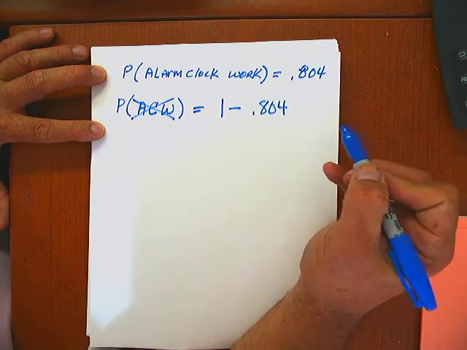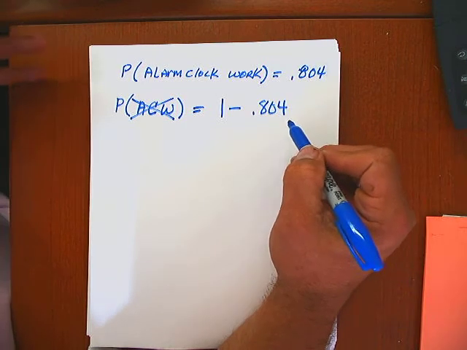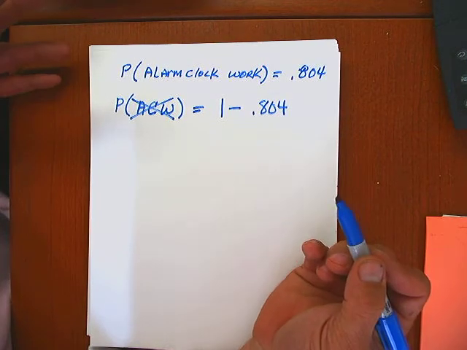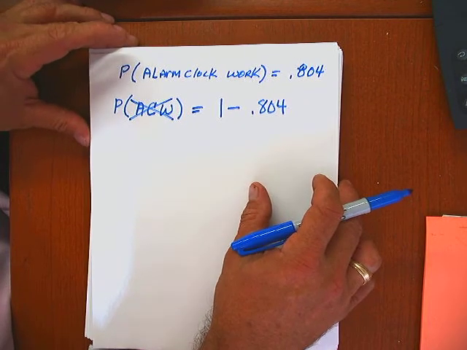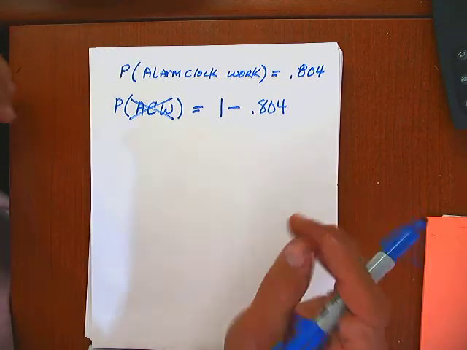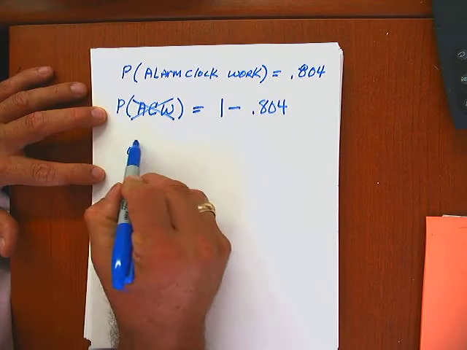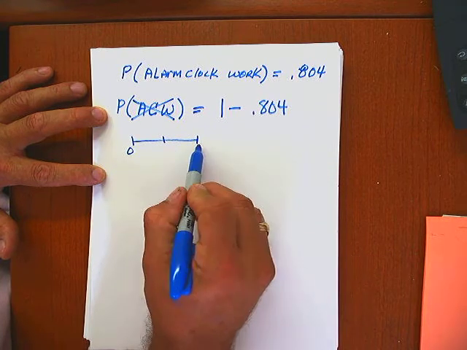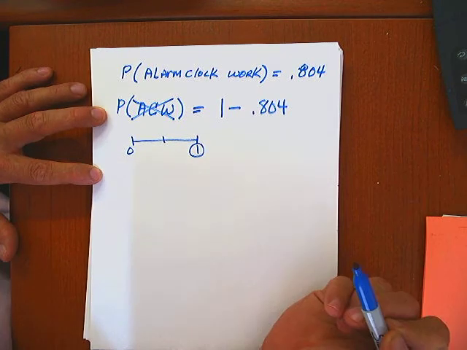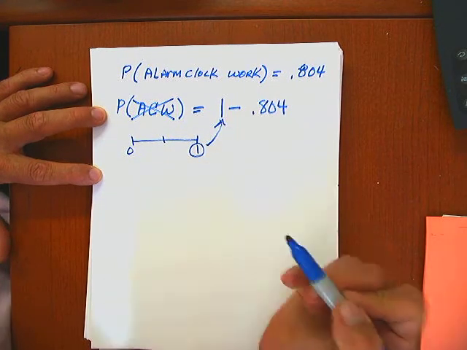And a lot of students ask me, where does the 1 come from? Well, the 1 is the total probability. If you remember back when we talked about probability in 4.2, there was a scale, and the scale is from 0 to 1. So 1 is the total probability, and that's where the 1 comes from.